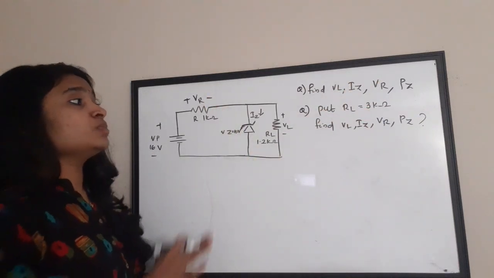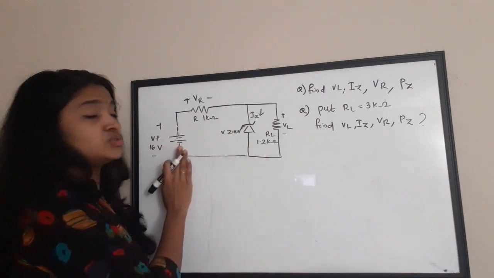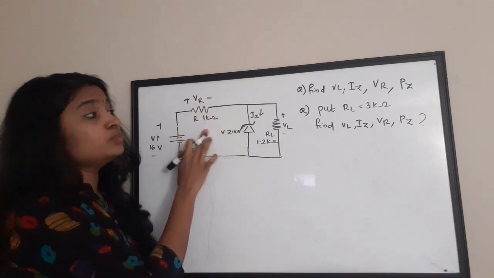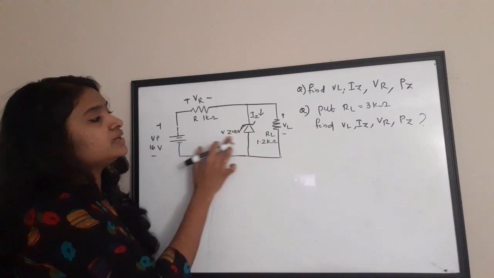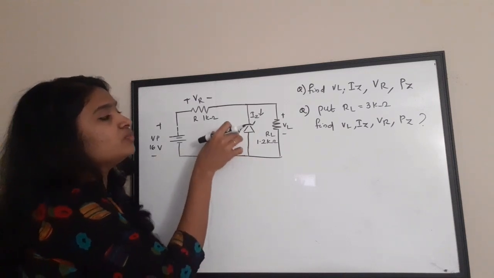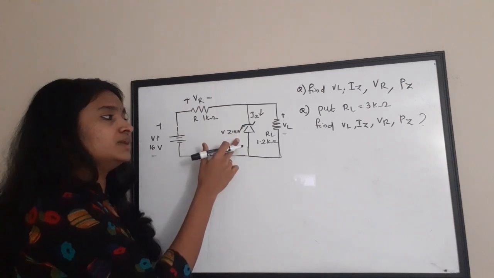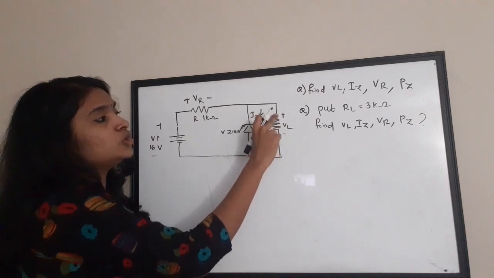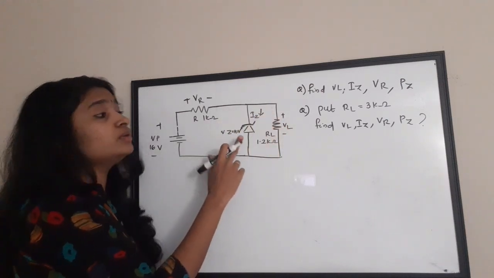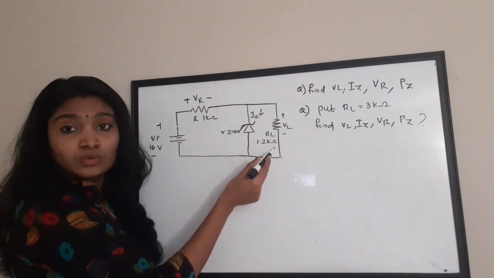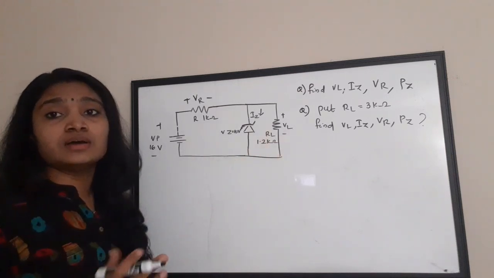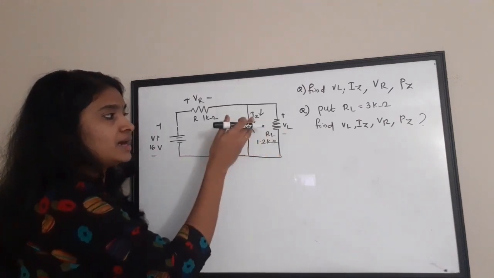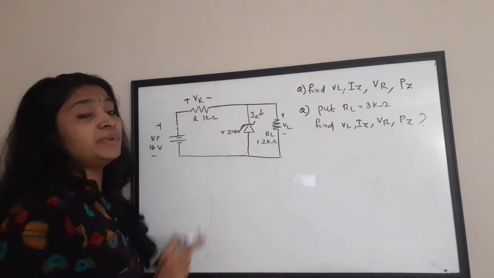So first, let us see what the circuit is. In the circuit you have a voltage source. You have a resistor with a 1 kilo ohm value, and also a Zener diode. The Zener diode's threshold voltage, or the voltage needed to turn on this diode, is 10 volts. Also, the load resistor is connected in parallel to the Zener diode and its value is 1.2 kilo ohms, and VL is the voltage across the load resistor. Now we need to find the values of VL, IZ, VR and PZ.